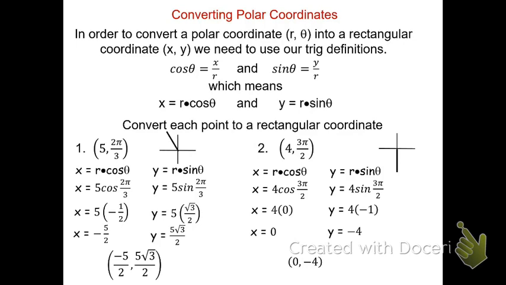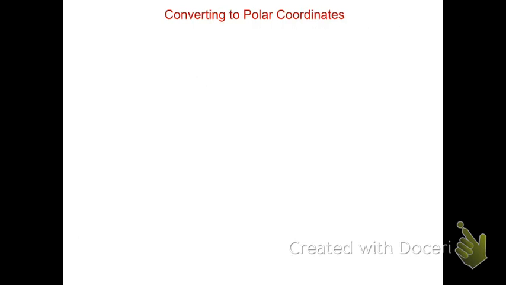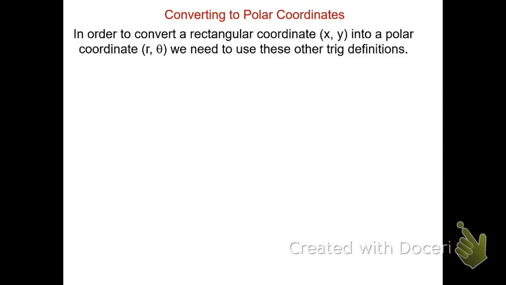Now let's look at two examples where we're going to go the other way. Let's start with a rectangular coordinate and move it into a polar coordinate system. Here, we're going to need some different definitions for trig. Instead, now we're going to use that tangent is y over x, and that r equals the square root of x squared plus y squared.